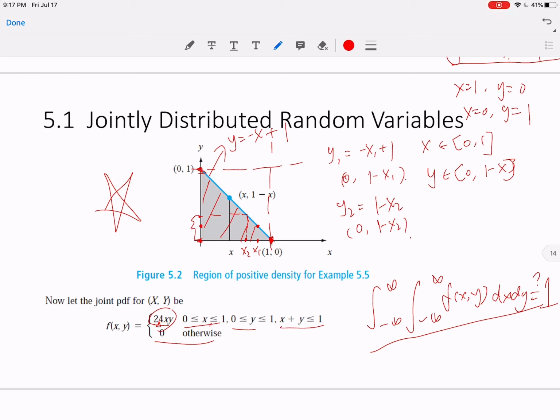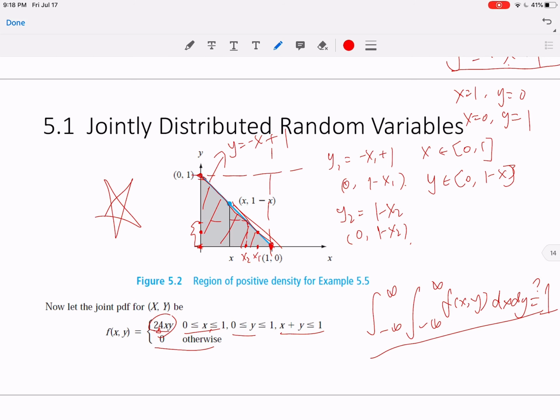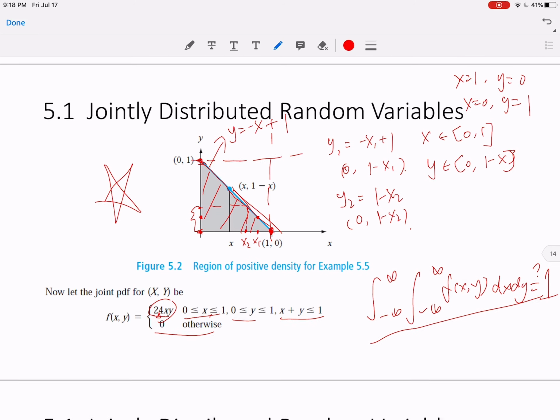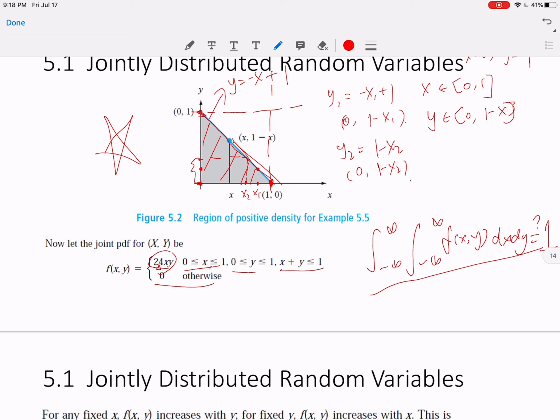Because this boundary here, this blue boundary here, it cannot be outside the triangle here. Now once we got this, we can just set it up, and we can see that the interval of x is from 0 to 1, the interval of y is from 0 to 1 minus x, because it cannot be higher than this straight line over here. And then 24xy dy dx. The reason why we put dy here is because its boundary depends on x values over here.